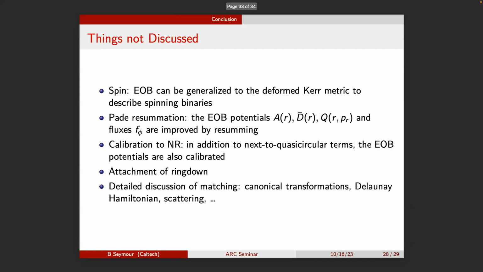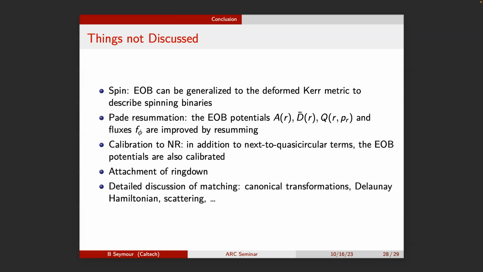So yeah, and then things I didn't discuss. You can generalize this to a deformed curve metric to include spinning binaries, and you can also include precessing binaries. One thing you would also want to do in practice is Padé resummation to make the EOB potentials and fluxes improved. They also will have a certain pole at the light ring, so people do carefully think about that.